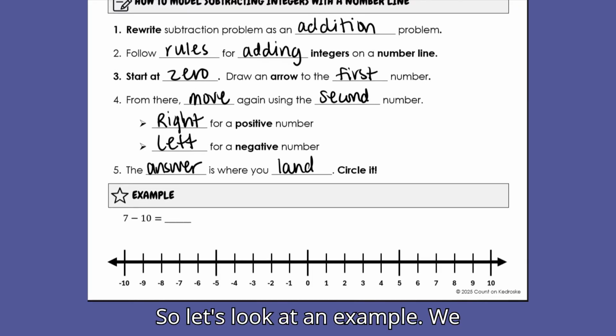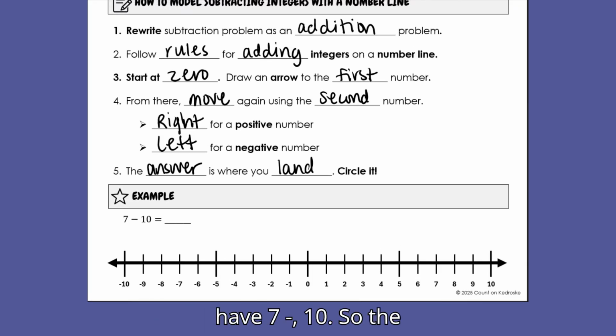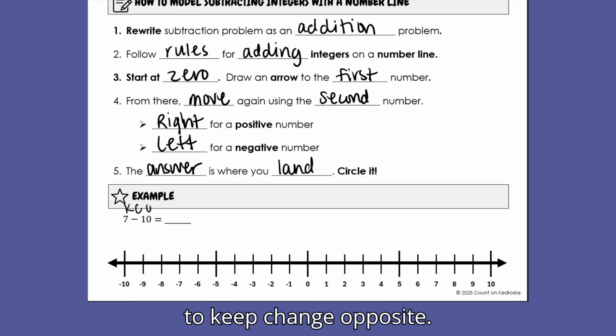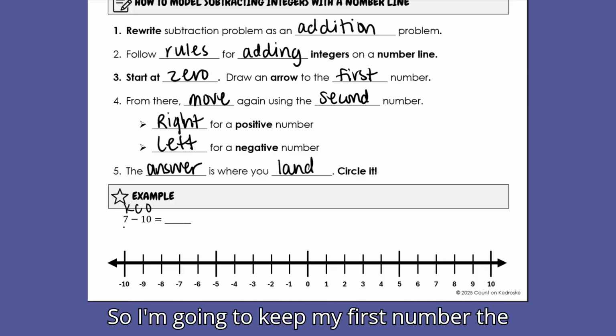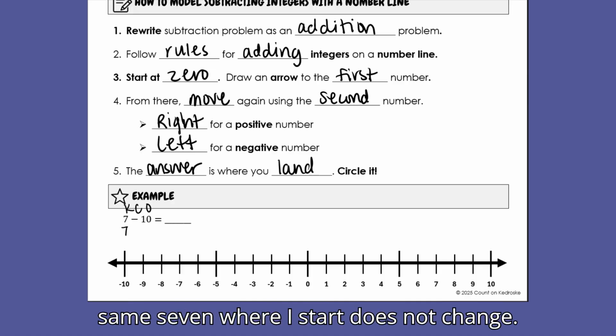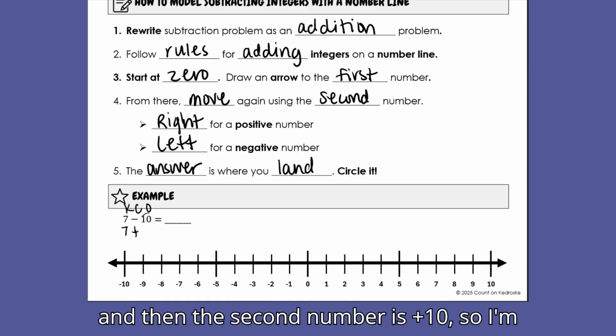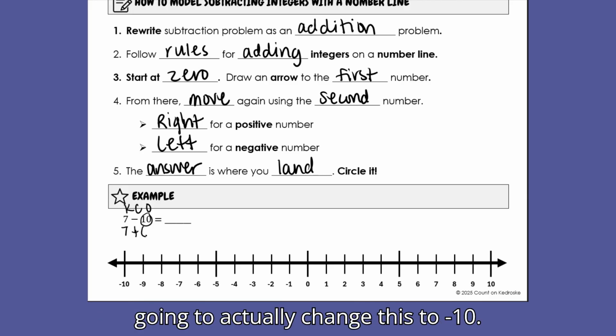So let's look at an example. We have 7 minus 10. So the first thing I'm going to do is keep, change, opposite. So I'm going to keep my first number the same, 7, where I start does not change. Change subtraction to addition. And then the second number is positive 10, so I'm going to change this to negative 10.